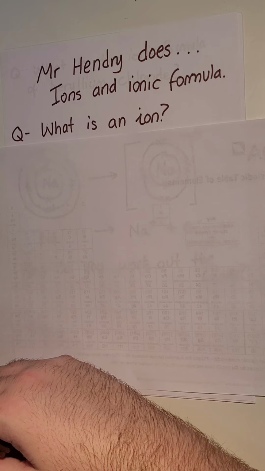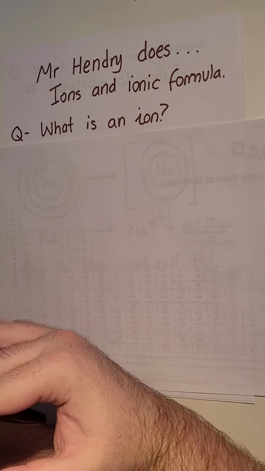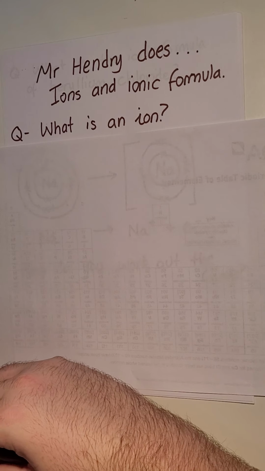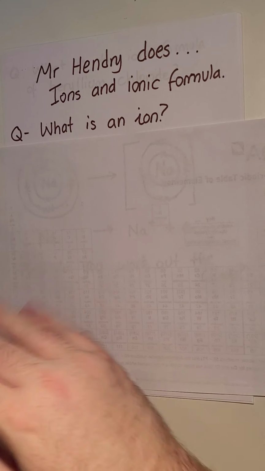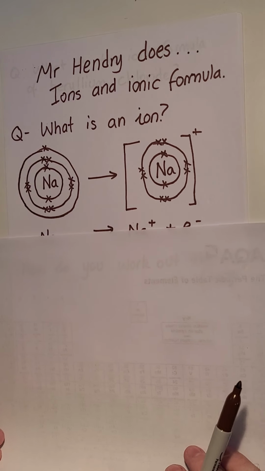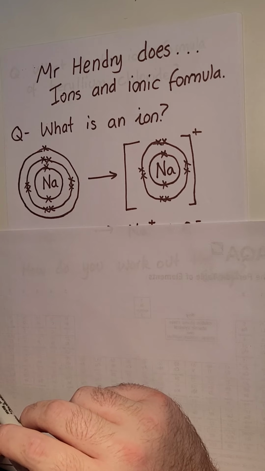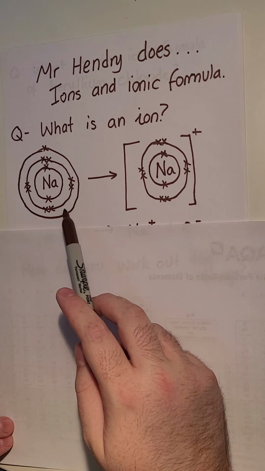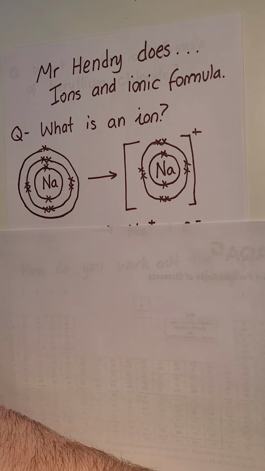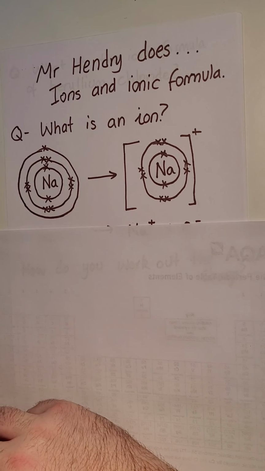So the first question is, what is an ion? An ion is an element which has either gained or lost electrons to gain a full outer shell. That doesn't make sense as words perhaps, so I've got a diagram here of the electron structure of sodium. Now sodium is in group 1 of the periodic table and has 11 electrons, and it would form this pattern of 2 electrons in the first shell, then 8 and then 1.